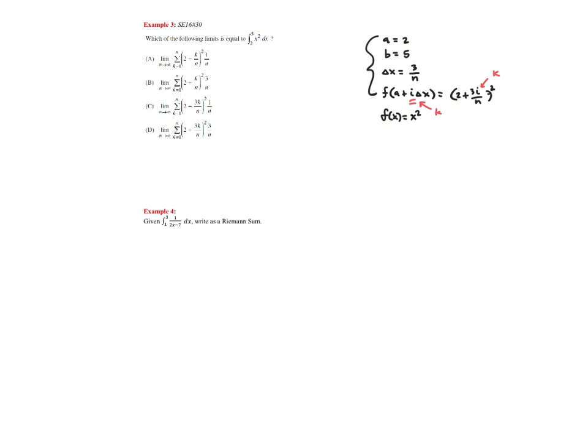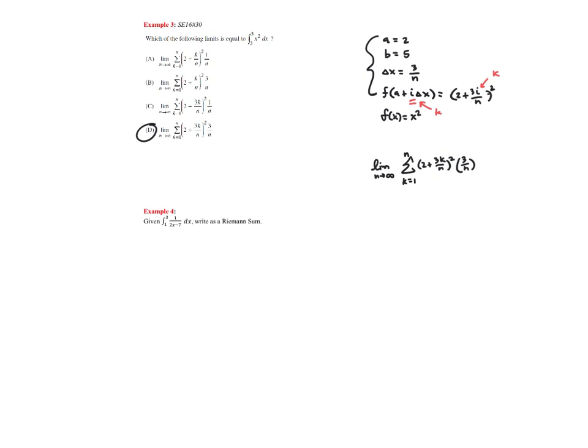So now what we want to do is rewrite this in the limit notation that represents the Riemann sum for that definite integral. So this will be the limit as n approaches infinity, summation from k equals 1 to n of f of a plus i delta x, which will be 2 plus 3k over n, squared, times delta x, which is, of course, 3 over n. And it looks like in this case our answer would be D.